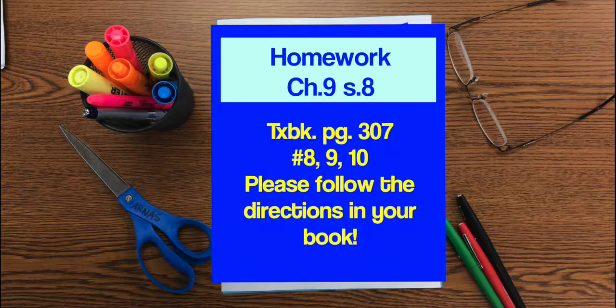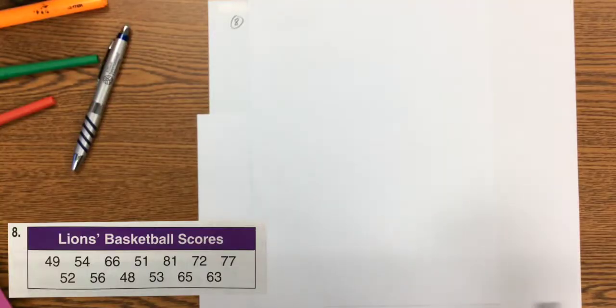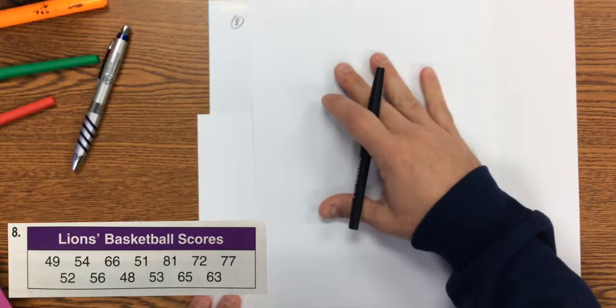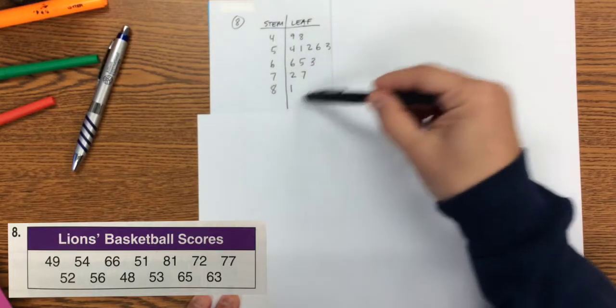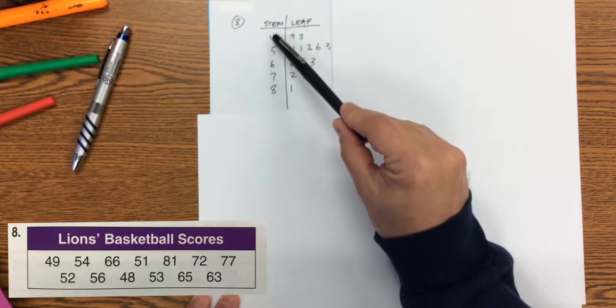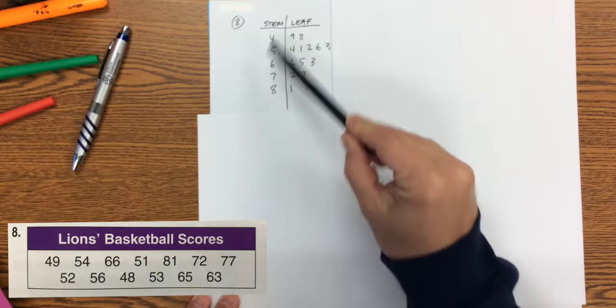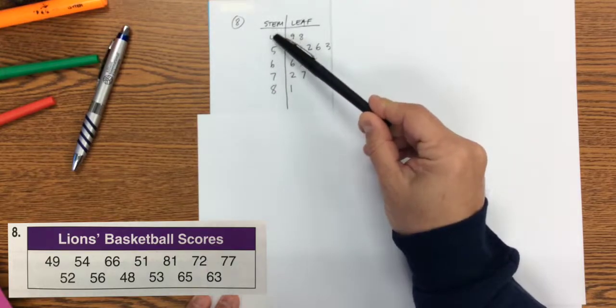In this video, we'll be making the corrections to the stem and leaf plot homework on page 307. Number 8 showed you the Lions basketball scores, and they put them in random order. What I did was take that information and place it into a preliminary stem and leaf plot.